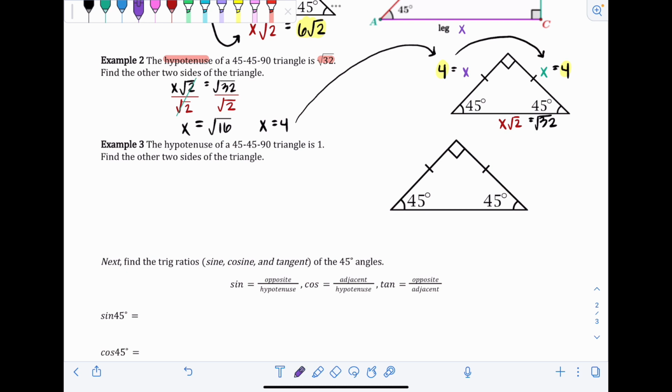So I'm going to label my sides x, and then x root 2. And then again, they tell us the hypotenuse. They say the hypotenuse is 1. So I'm going to take that 1 and set it equal to the formula that goes with the hypotenuse, which is x root 2. I'm going to take that equation that we just created and write it over here to figure out what x is. So x root 2 equals 1. I need to divide both sides by root 2 to get x by itself.